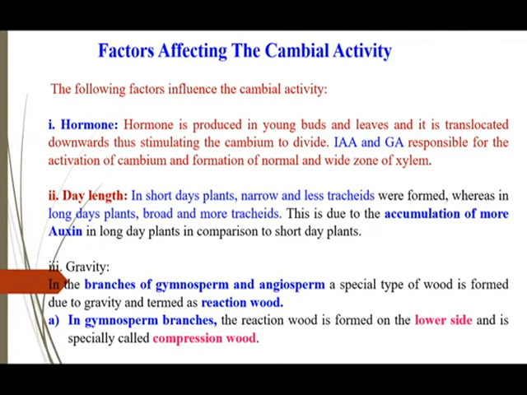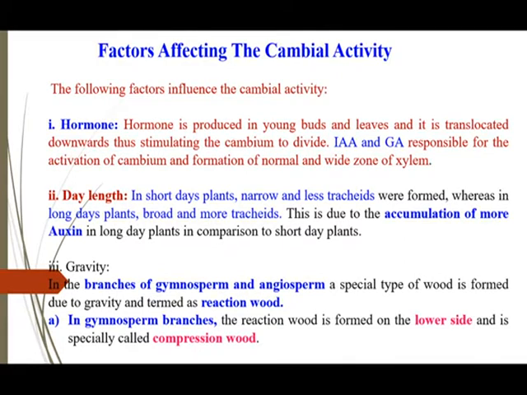Factors affecting the cambium activity. There are various factors which increase the cambium activity. For example, plant hormones. Indole acetic acid and gibberellic acid activate the cambium activity and lead to formation of more wood in the plant. Day length also affects the cambium activity. In short day plants, there is formation of narrow and fewer tracheids, whereas in long day plants, there is formation of broad and more tracheids, and this is due to the more accumulation and synthesis of auxin in long day plants in comparison to short day plants.